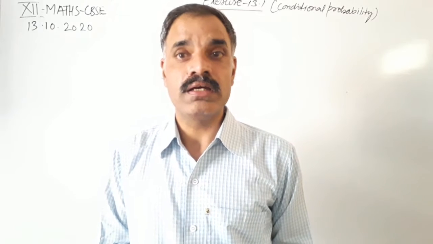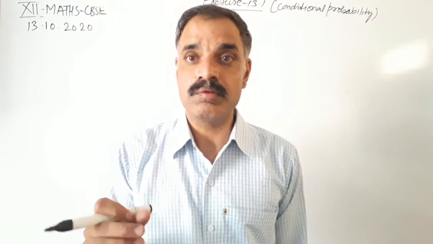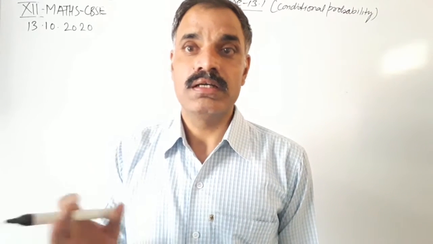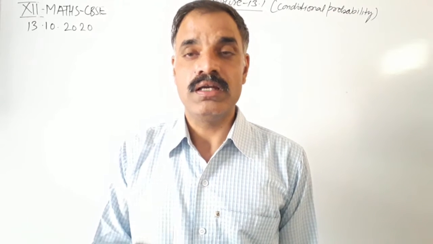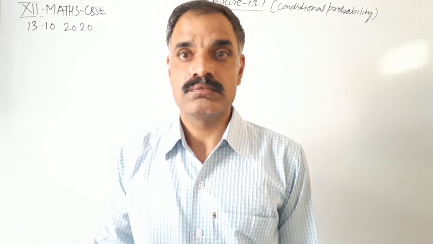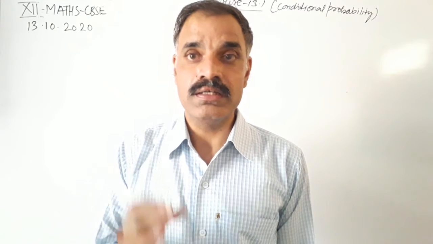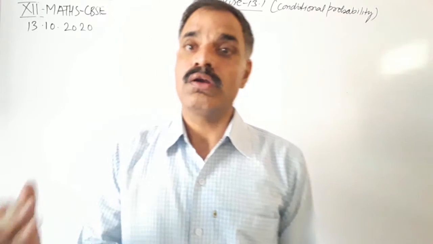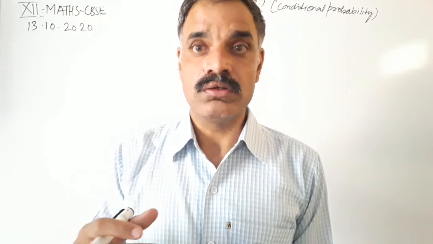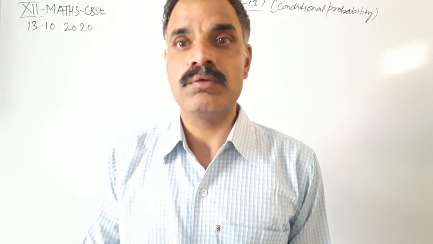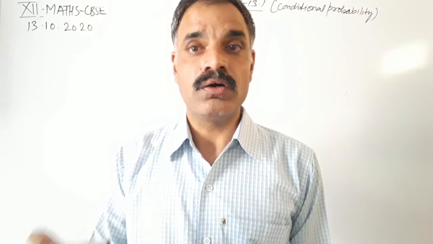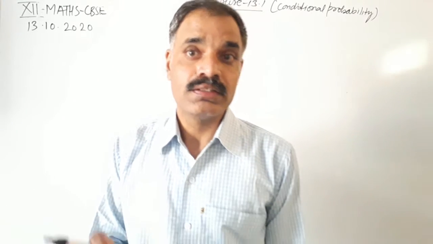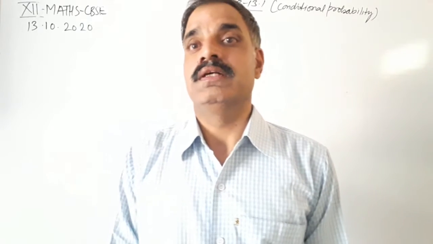P(E|F) means finding the probability of event E with respect to event F. Finding the probability of event E whenever F is given, whenever event F is already known. This is the meaning of conditional probability: finding the probability of event E when the given event F is considered as the sample space.